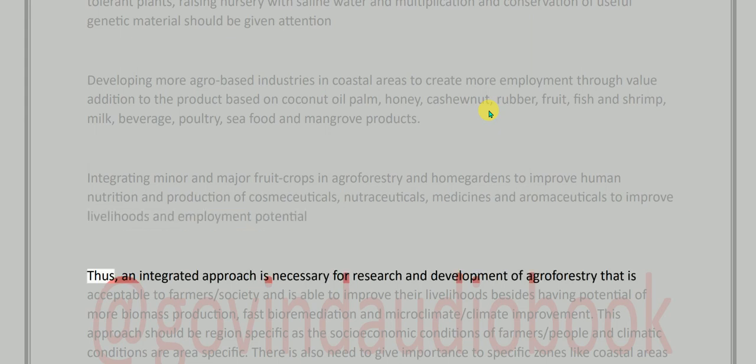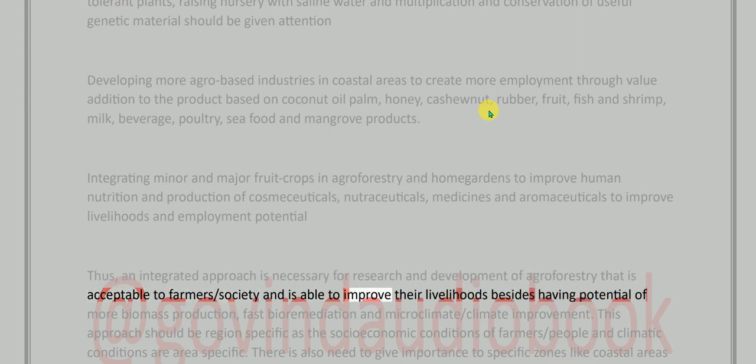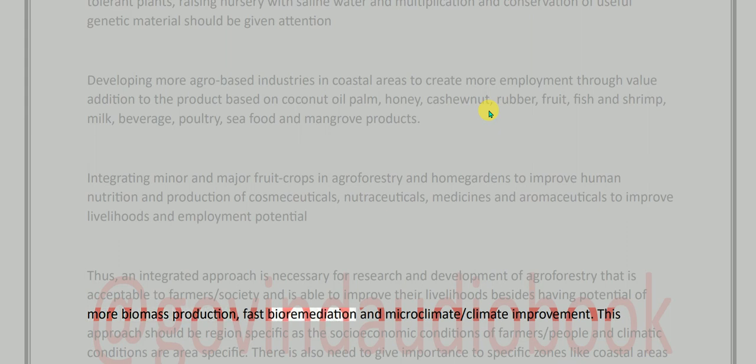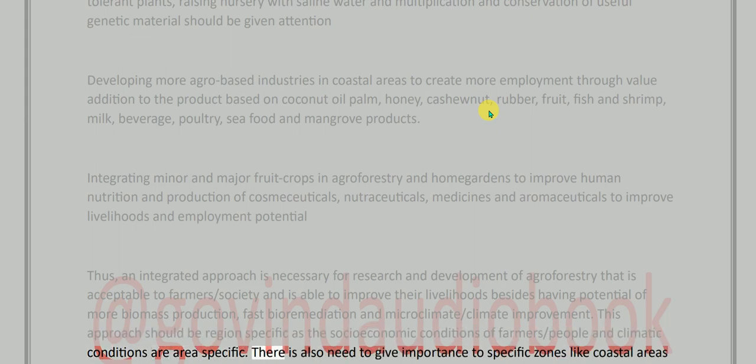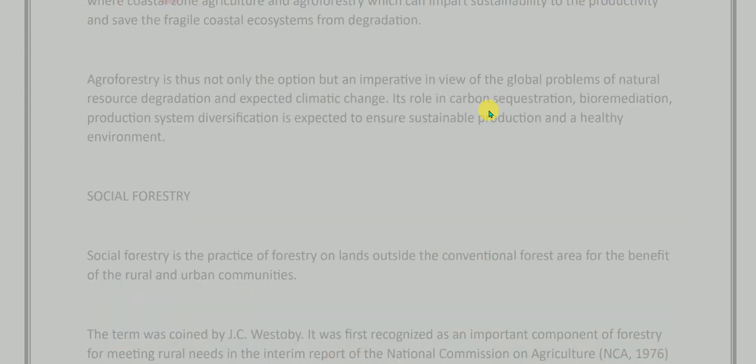Thus, an integrated approach is necessary for research and development of agroforestry that is acceptable to farmers' society and is able to improve their livelihoods besides having potential of more biomass production, fast bioremediation and climate improvement. This approach should be region-specific as the socio-economic conditions of farmers and climatic conditions are area-specific. There is also need to give importance to specific zones like coastal areas, where coastal zone agriculture and agroforestry can impart sustainability to the productivity and save the fragile coastal ecosystems from degradation.